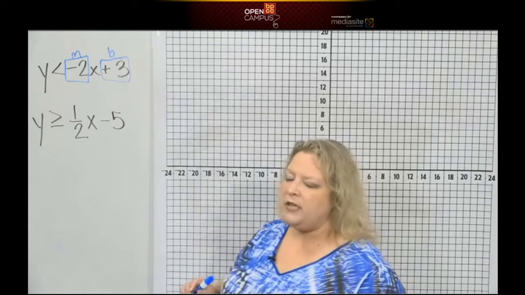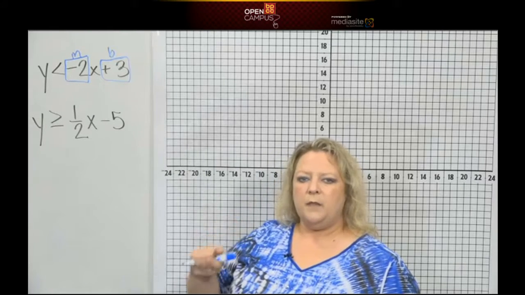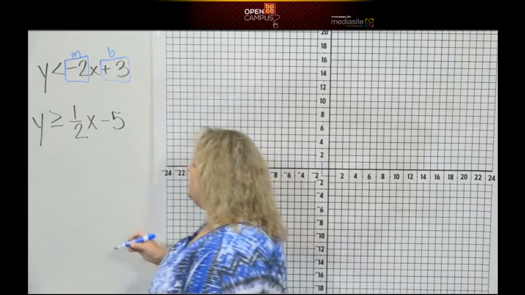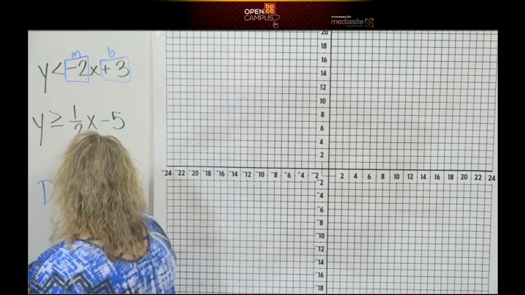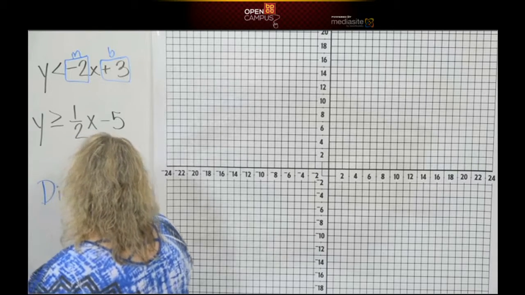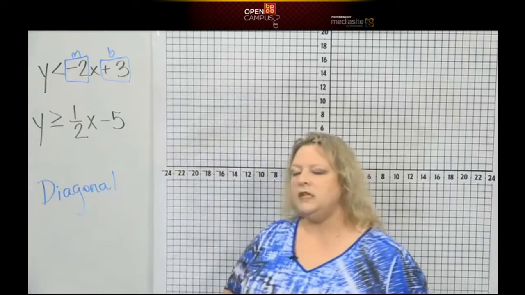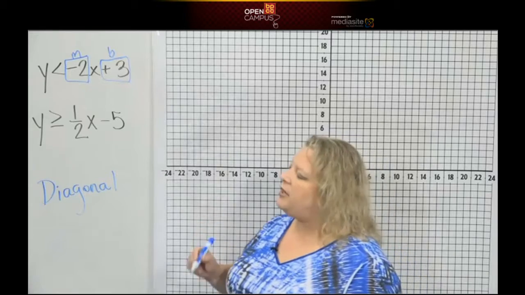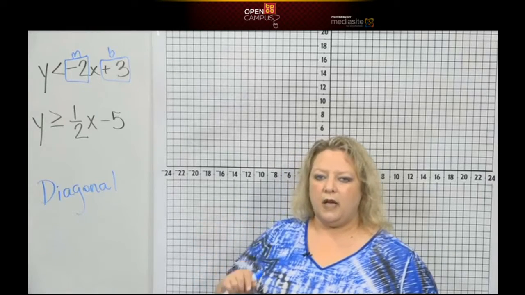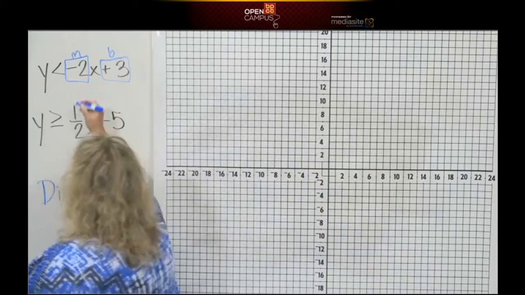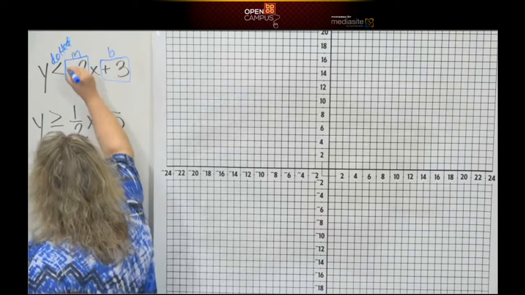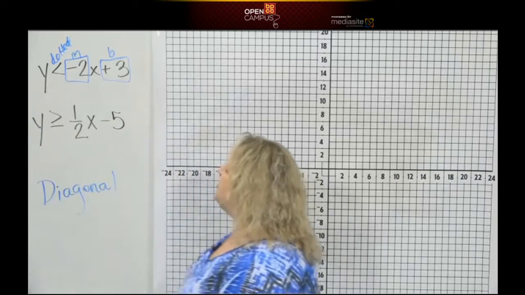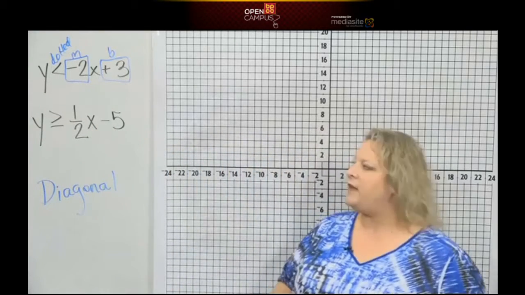The other thing you have to know is, because it has y and because it has x, both of these are diagonal lines. Okay? They're diagonal lines. Now, the other thing that you have to do is decide: is it solid or dotted? Well, this one is dotted because it doesn't have an equal to sign. So let's go ahead and graph that one first.